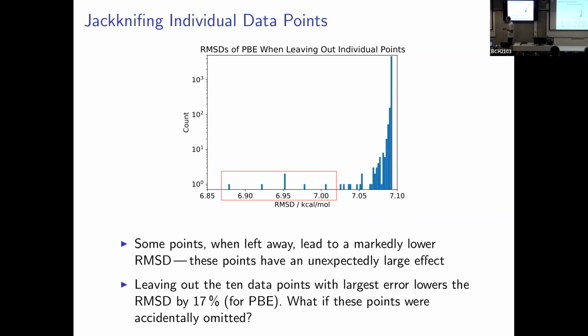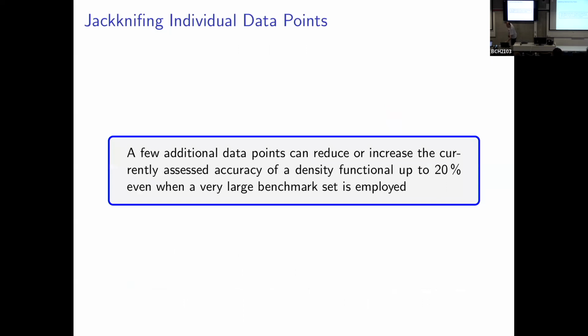And that's not even the most extreme case. If you take omega B97RE, which is just a different density functional, removing the 10 data points with the largest error makes that density functional appear 31% better, right? And so the first take-home message that we can take away from that is that even if you have a really large benchmark set, removing only a few data points, really only a few, like 1% or so, can already drastically change your conclusions with respect to the accuracy of that method.